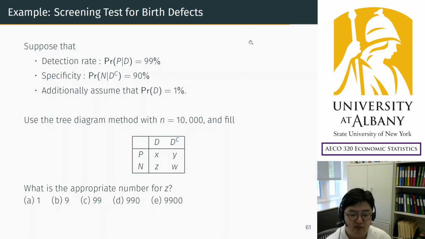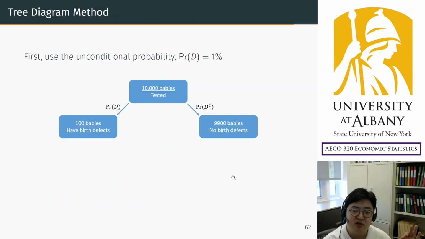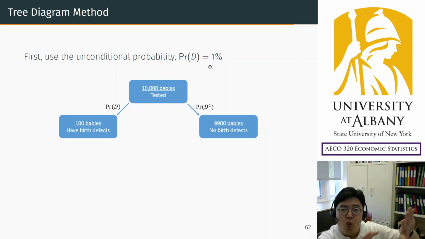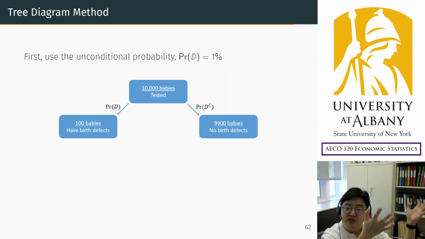Okay, I assume you have answered this by yourself. Let me do it. First, we start from 10,000 baby sample DNAs, and I test them. First I'm going to use the 1% unconditional probability. We know that 1% of 10,000, 100 babies, have birth defects.